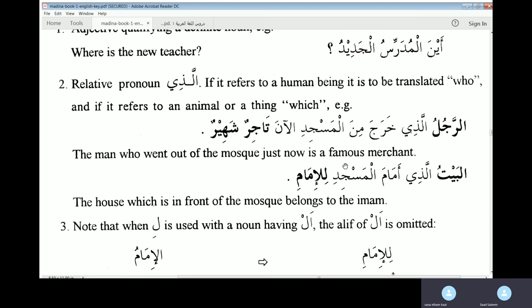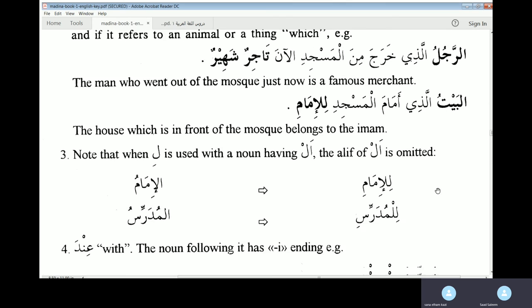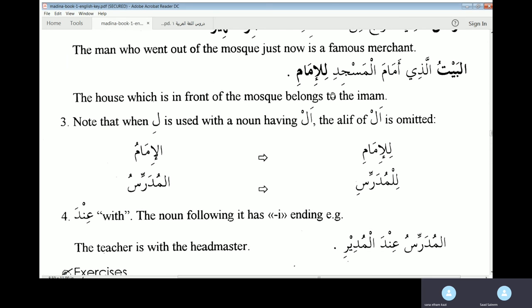Tajirun shahirun. Who is? A famous merchant. The man who went out of the masjid just now is a famous merchant. البيت الذي أمام المسجد للإمام. So البيت, the house, الذي, which is أمام المسجد, in front of the masjid, للإمام, belongs to the Imam.